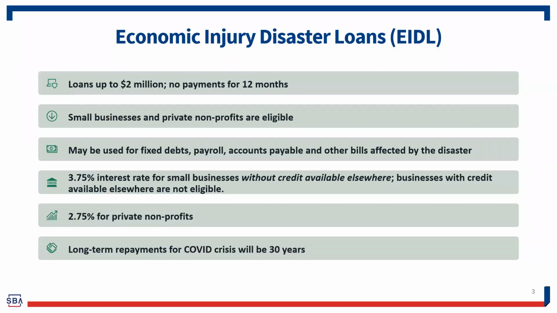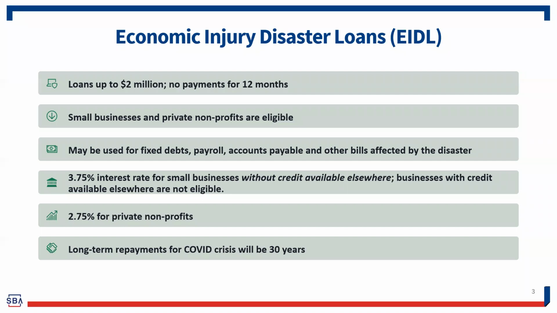So here's the basics. Economic injury disaster loan, or what we also call an EIDL loan, is up to $2 million. Let's say that you applied for and got this loan this month. You don't have to begin paying until March of 2021. So you're going to get 12 months of no payments. As I mentioned, small businesses and private nonprofit organizations are eligible to apply. This is used for your fixed debts, payroll, accounts payable, or other bills that would be affected by this disaster. The loans will have a 3.75% interest rate, 2.75% for private nonprofit, and they're mostly going to be for 30-year terms.